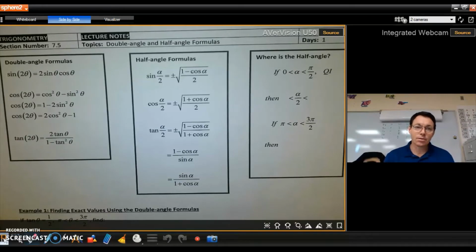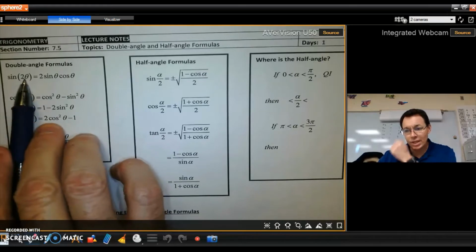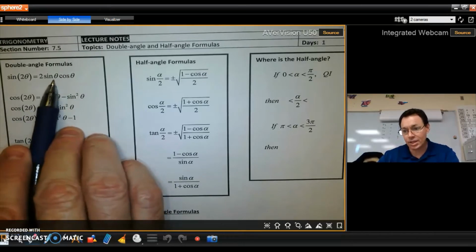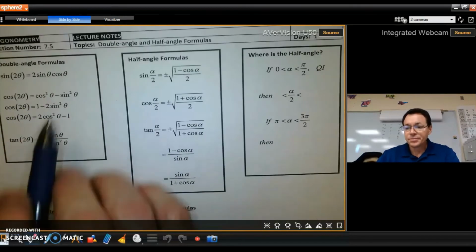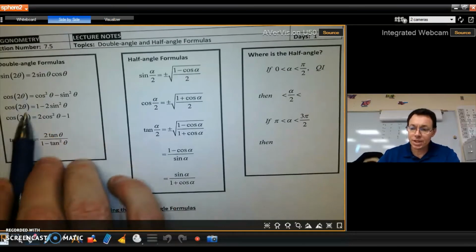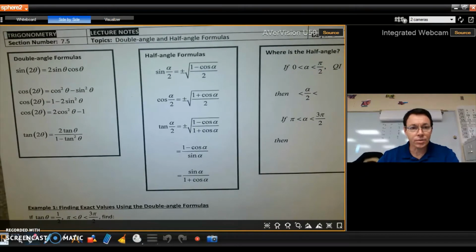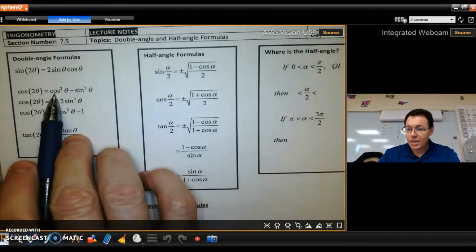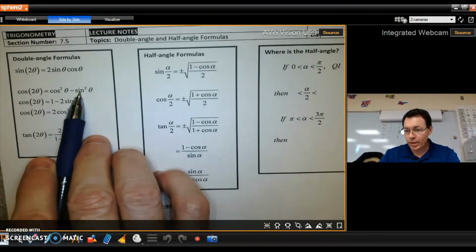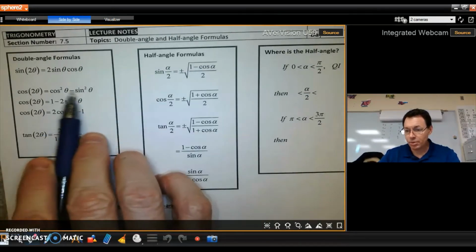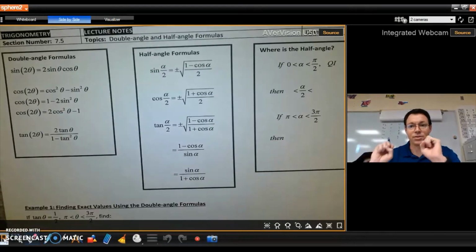Okay, the double angle formulas you're going to have a pretty easy time with. The sine of 2 theta is just 2 times the sine of theta, cosine of theta. There are 3 different cosine formulas. It does not matter what you use. The first is cosine squared minus sine squared. So if you know the cosine and the sine, you could plug both of those values in and then square them and subtract them from each other.